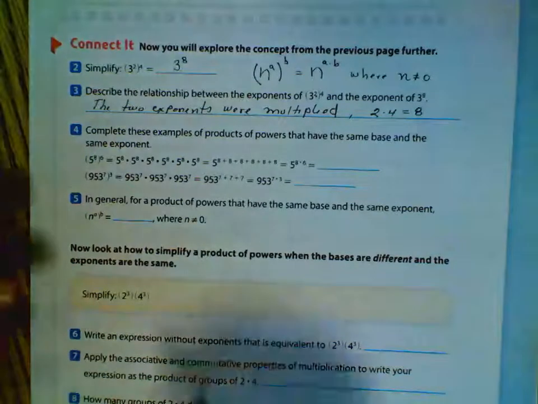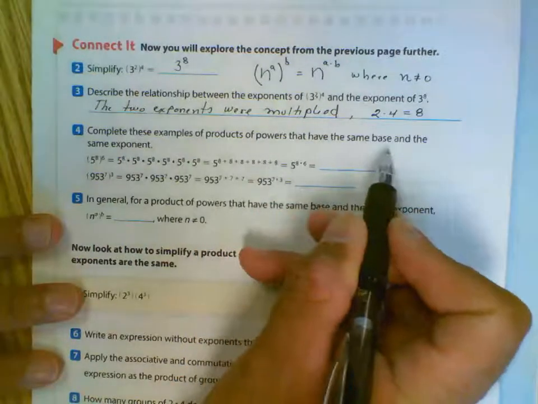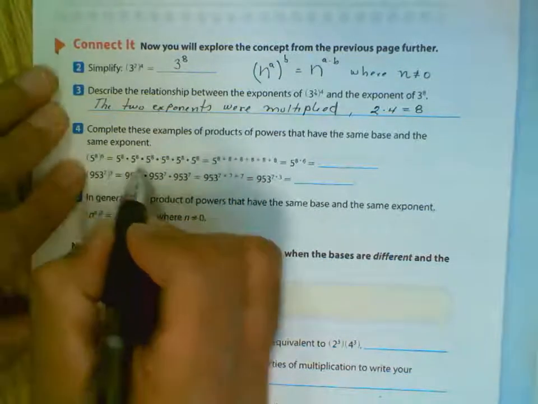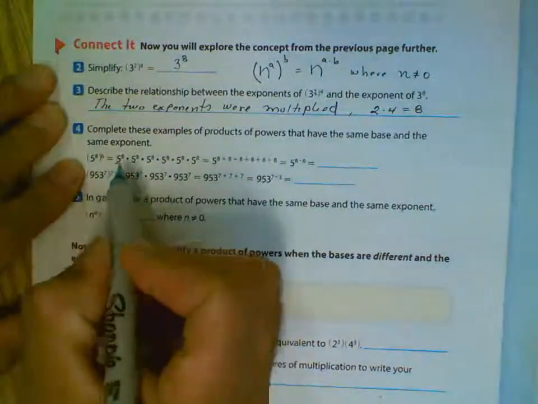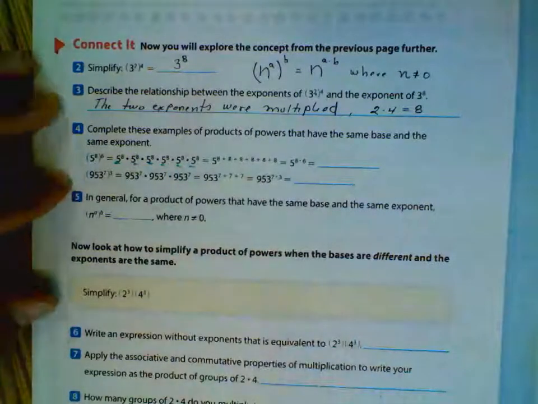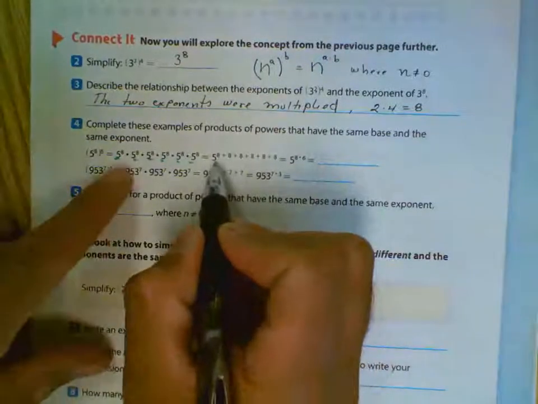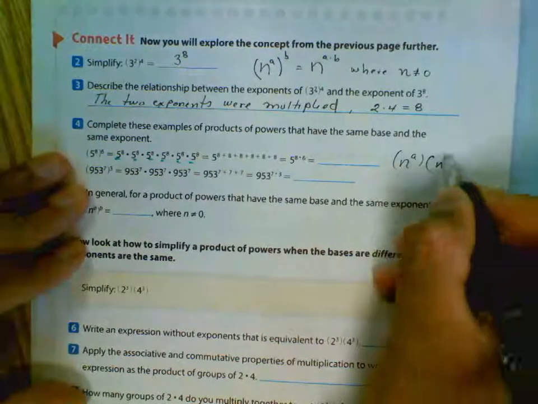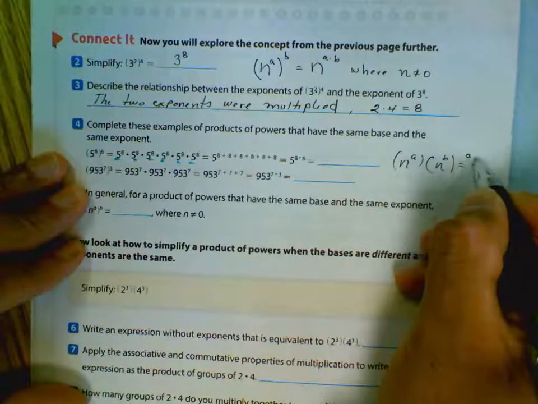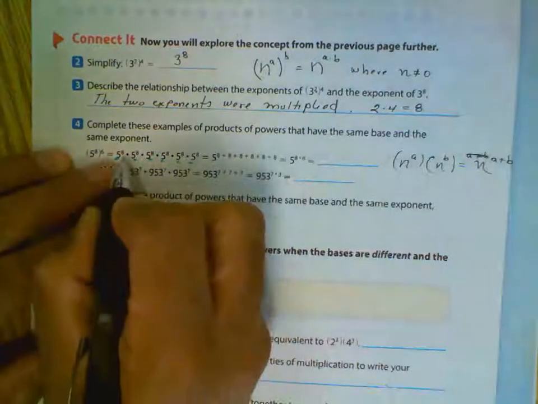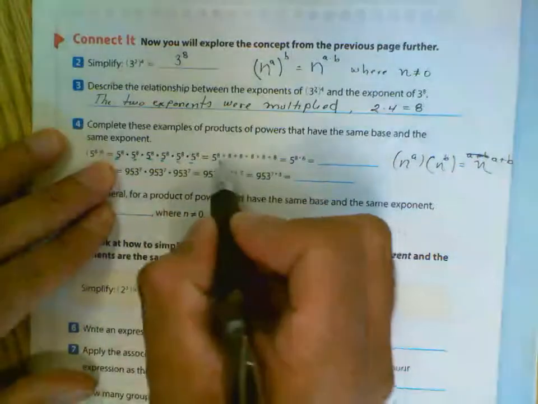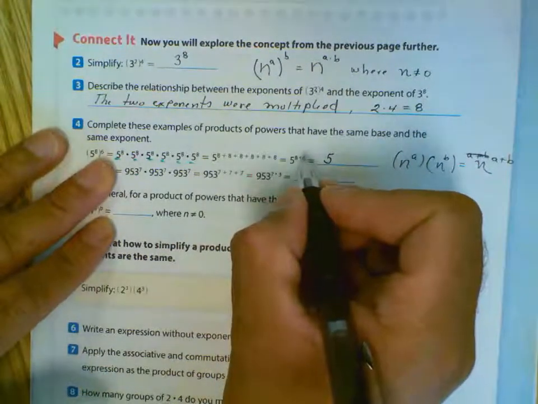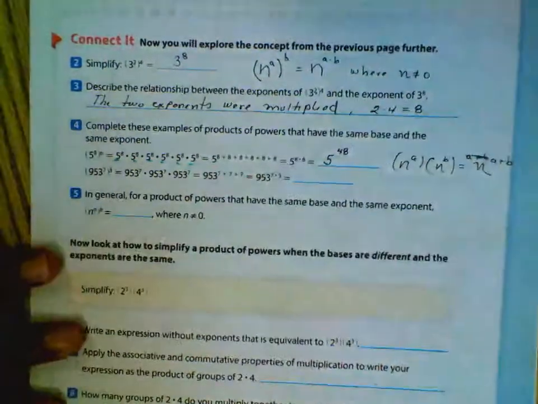In number 4, I have to complete the examples of products of powers that have the same base and the same exponent. So you have 5 to the 8 to the 6th power, which equals 5 multiplied how many times? You can count: 1, 2, 3, 4, 5, 6, 6 times. Remember that what they are using here is n to the a times n to the b equals the same base, and we add the exponents, a plus b. So I have 8 plus 8 plus 8 plus 8 plus 8 plus 8, which is 6 times, or we just multiply 8 times 6, which is 48. That's the simplified process.